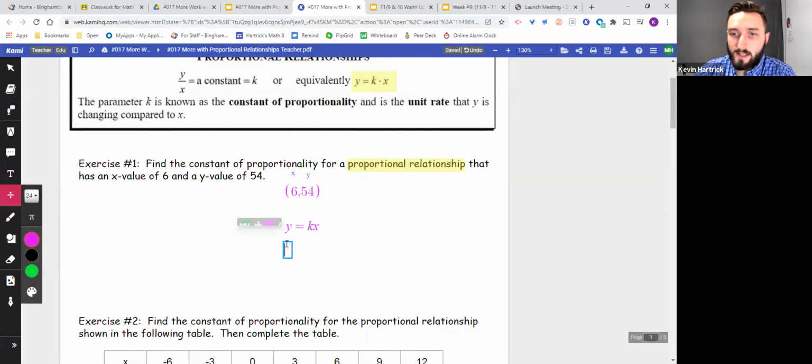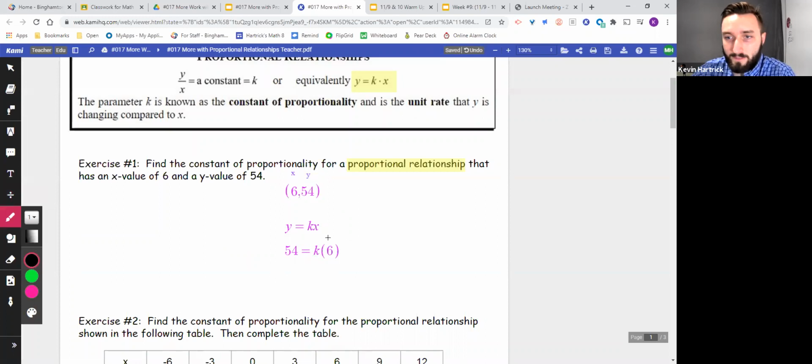So let's rewrite this, but now we're substituting. So my y value is 54, and my x value, I'm going to put in parentheses because it's next to the k, and we have to remember that this is multiplication. So my x value is 6. Okay, so when dividing, notice we have to divide here because I want to get k alone. I want k equals something, right? So I have to get rid of whatever else is with the k. Right now it's a 6 and it's being multiplied. So the opposite of that would be dividing. So dividing by 6 on both sides.